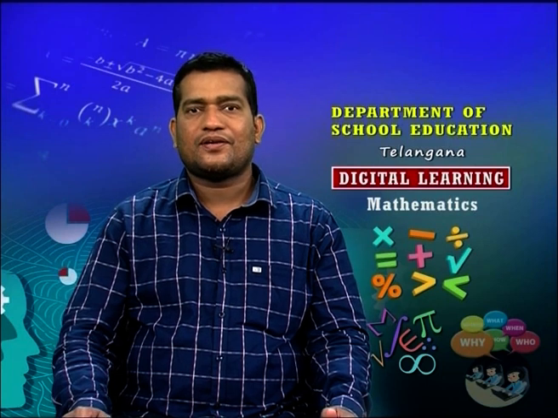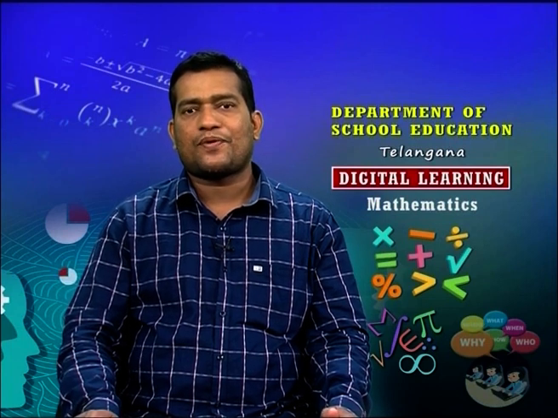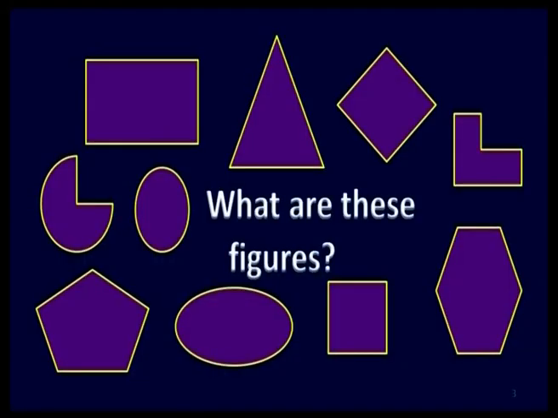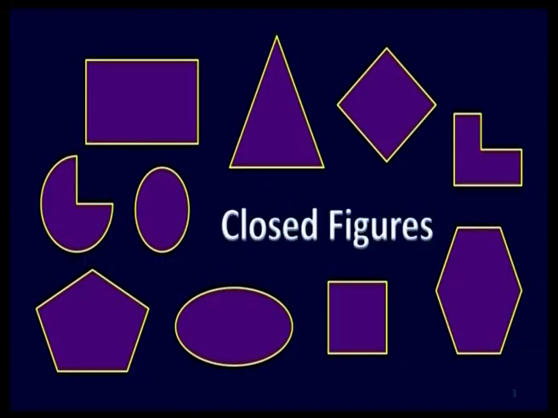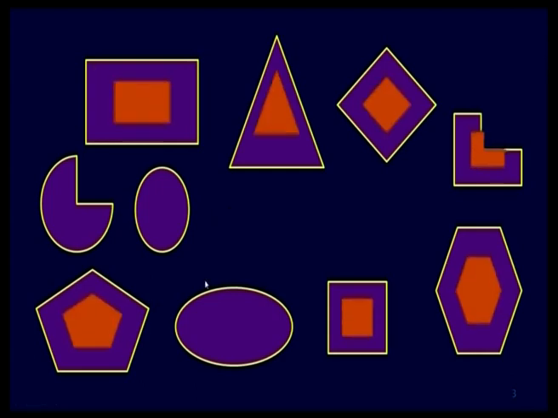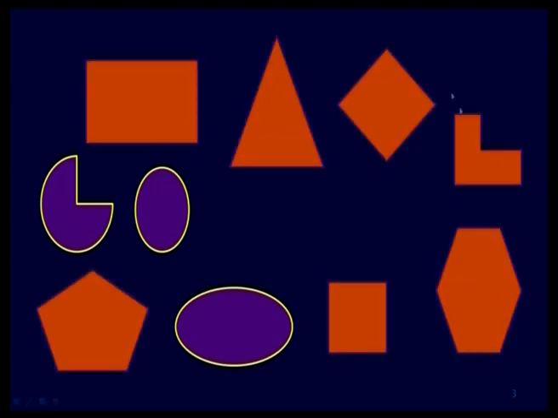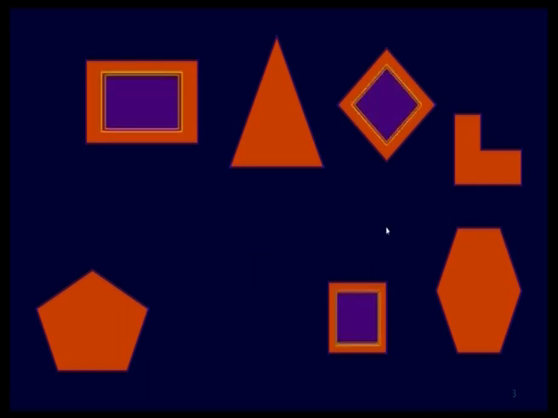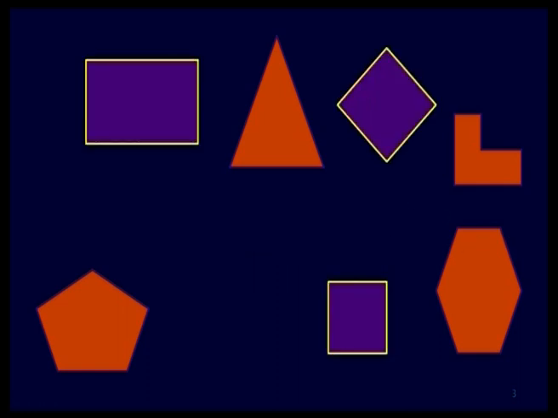In this session, you are going to learn about quadrilaterals, types of quadrilaterals and different properties of quadrilaterals. Children, observe the screen. What are these figures? Yes, these are closed figures. Okay children, what are these highlighted figures? Yes, these are polygons. Now tell me, what are these highlighted figures? Yes, these are quadrilaterals. Okay children, now let us know the learning objectives of this session.